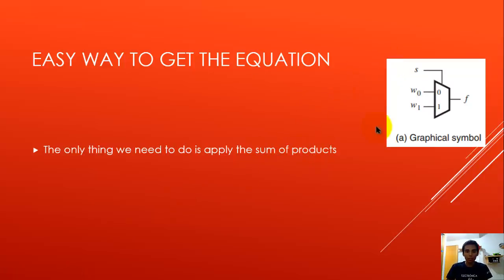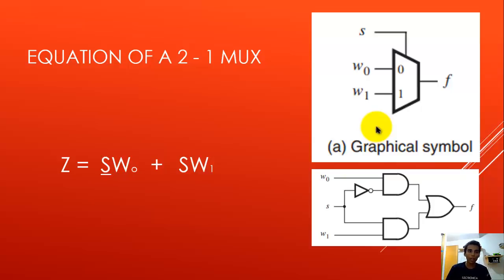Okay, so let's look at some cases, and here we have a 2 to 1 MUX, 2 inputs and 1 output, and just 1 selector. So the sum of products is here. The output is gonna be a sum of 2 products. Those products are made of the selector and the input. Here is the first one, and here is the second one. The underline on the selector means that it is negated. This equation is exactly what we have here.